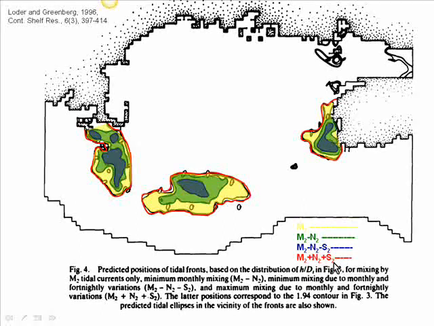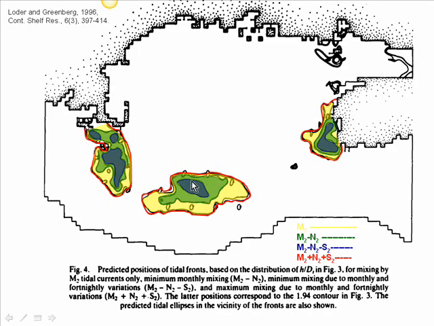M2 plus N2 plus S2. That's the largest extent of mixed waters. That's when the strongest tidal currents of the month occur. Also, when the weakest tidal currents of the month occur, M2 minus N2, minus S2, which is the blue one.